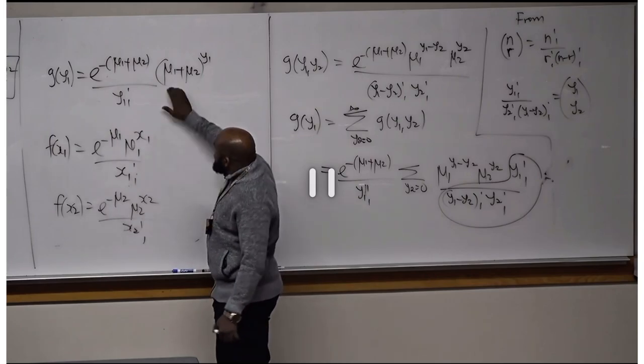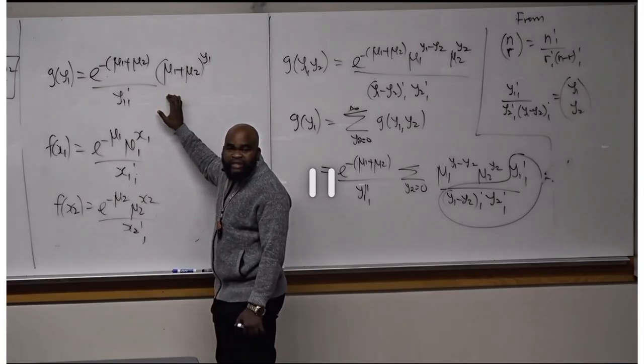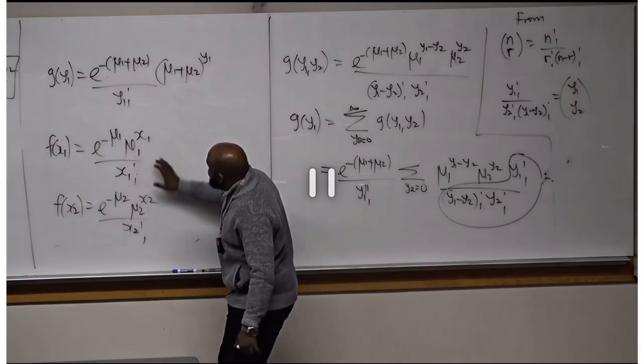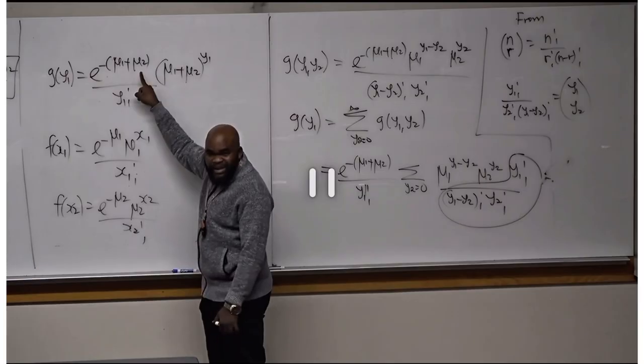But you know what this guy is telling me? Sum of x1 and x2, then the mean should be mu1 plus mu2. Compare this with this. What is the mean here? Everything here is a mean. Mu1 plus mu2. That's correct.